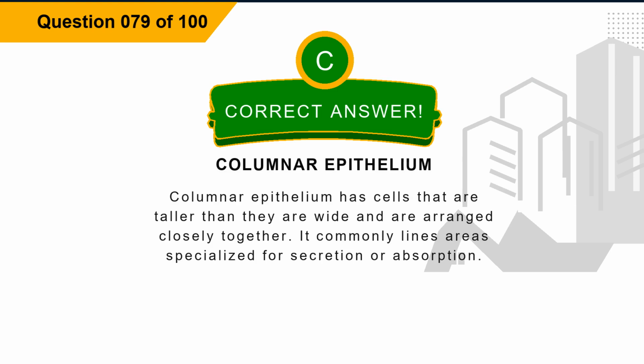The correct answer is option C, columnar epithelium. Explanation: columnar epithelium has cells that are taller than they are wide and are arranged closely together. It commonly lines areas specialized for secretion or absorption.